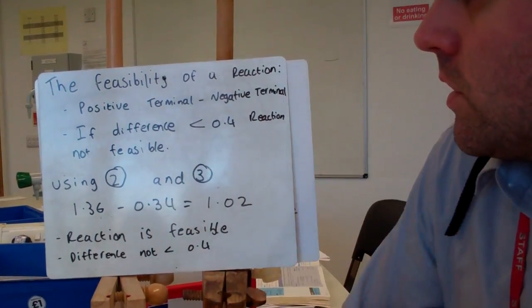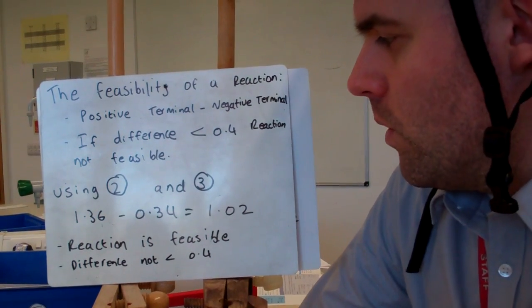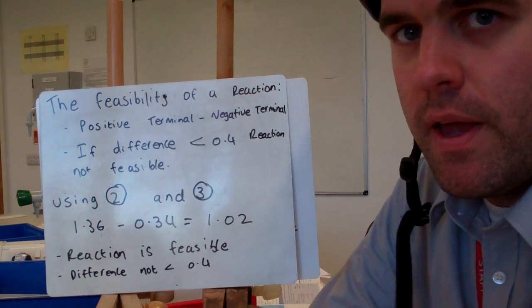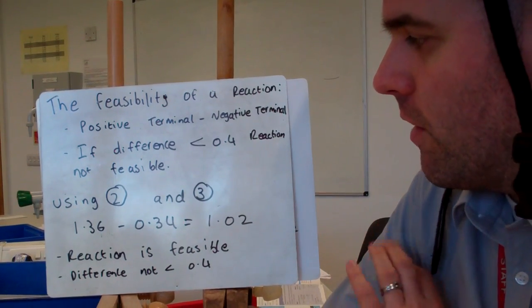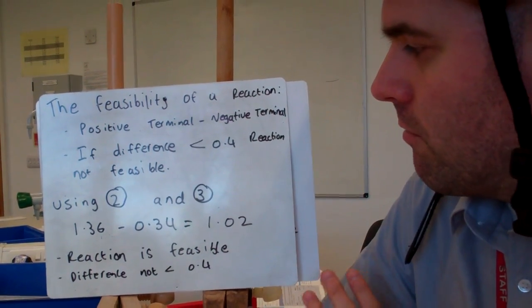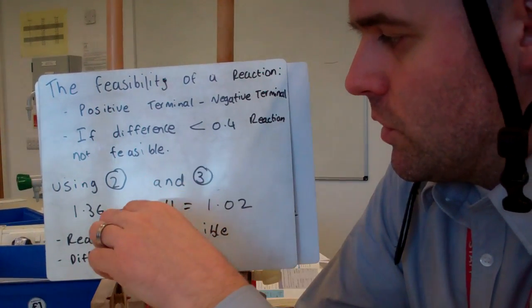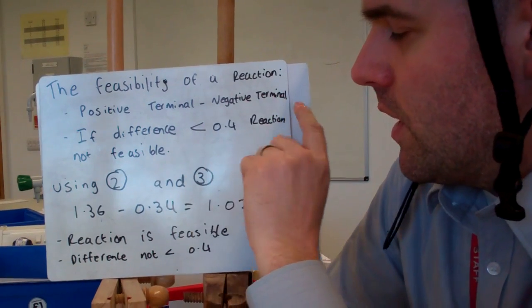Okay, so if something's feasible, then the difference between the electrode potentials has to be bigger than 0.4. Well, it certainly has to be positive anyway. 0.4 is a rough estimate. So between those two, we take those two electrode potentials and we do the more positive one, take away the more negative one.